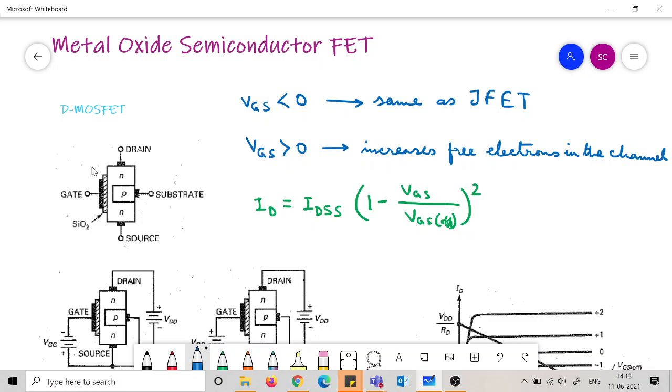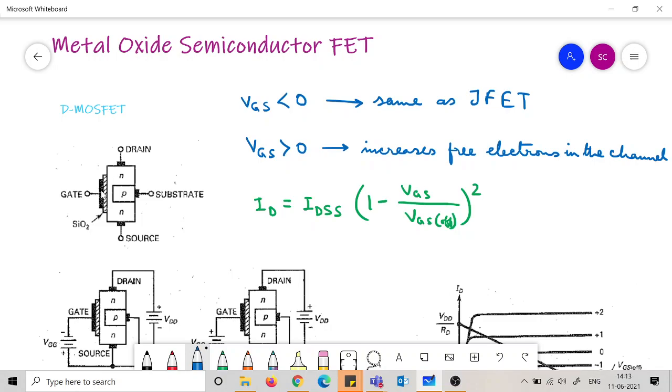Now let us come to the operation of the depletion type MOSFET. D-MOSFET it is usually called. So what would be the operation? As we know, what is controlling the flow of current through this semiconductor between source and drain is the gate source voltage. Here also the same thing is going to be applied, and we have to understand how the control of the current is taking place.